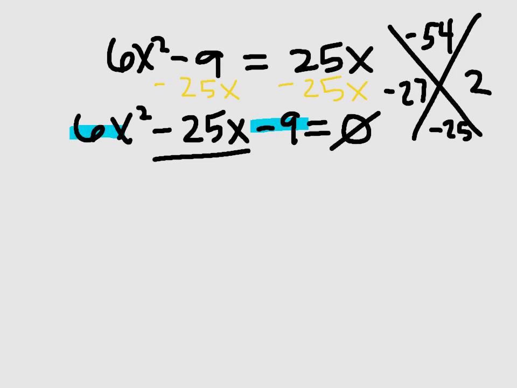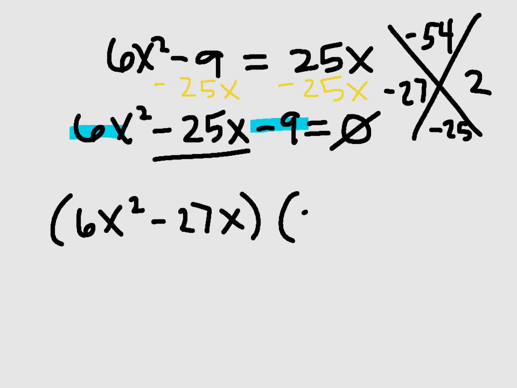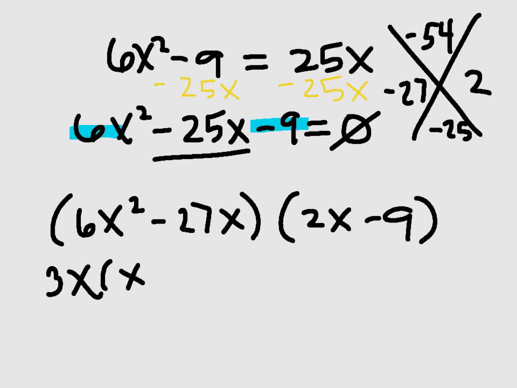So we'll group our terms. We have 6x squared minus 27x, and then our 2x minus 9. Now we'll take our greatest common factors. Our greatest common factor of 6 and 27 is 3. So we'll take out 3x, and we're left with 2x minus 9.